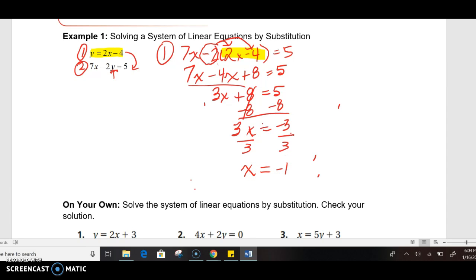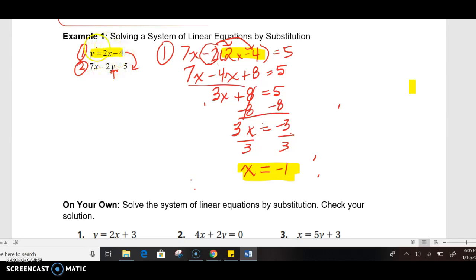Okay, so I've solved for the first variable. Here's the part that you have to remember. You're not finished because we need to know what is the value of x and what is the value of y. So once you find the value of the first variable, you're going to substitute that in place. Let's substitute it in place of x in either of the two equations in order to solve for y.